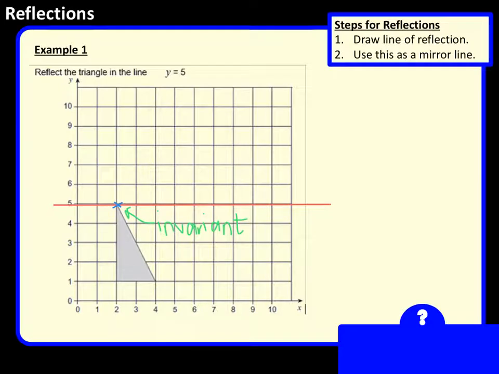We've then got another point down here, which is 1, 2, 3, 4 away from the mirror line. So we need to go 1, 2, 3, 4 the other side of the mirror line, its new position. And then we've also got this final corner here, which we need to go 4 up again. So there we go, there's our final image all connected up.